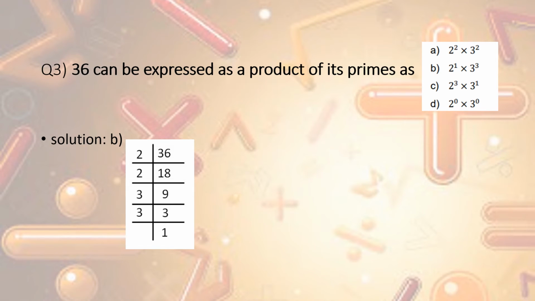Next we have, 36 can be expressed as a product of primes as. It is also easy. We can make the prime factorization, and on solving we are going to get 36 equal to 2 square into 3 square. We have two factors of 2 and two factors of 3. So the answer will be A, 2 square into 3 square.